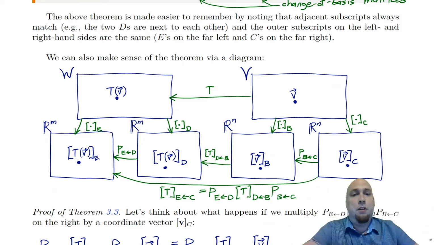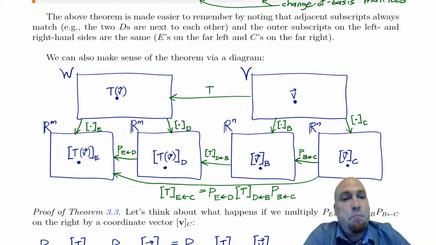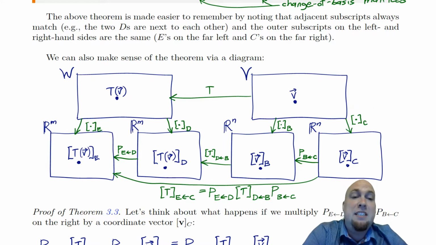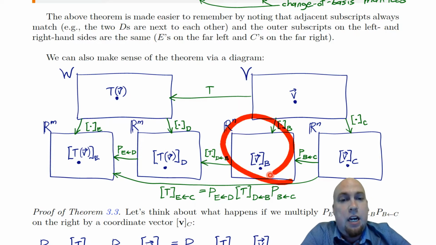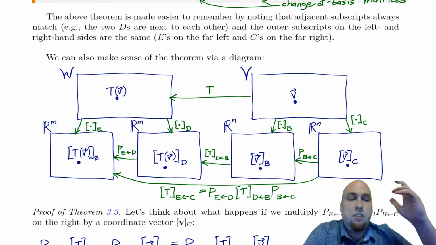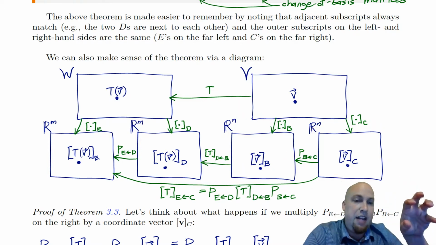For example, on V, we have these two bases B and C. So we could represent it via coordinate vectors with respect to the basis B, or we could represent it via coordinate vectors with respect to the basis C. And if we do that, either way, we're going to get a copy of Rn. We're going to get vectors in n-dimensional space, right? If these bases have n members.